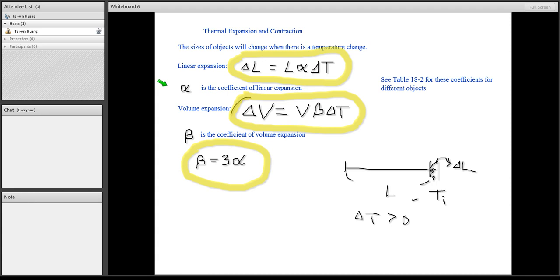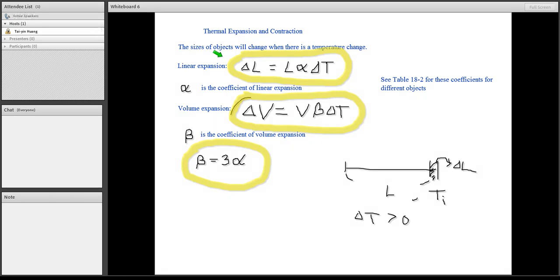So let's look at this picture. Say you have an object with the original length L, and the temperature is initially at T sub i. When you increase the temperature, so the final temperature is greater than the initial temperature, you find that your delta T is greater than 0. When delta T is greater than 0, when you plug into this equation, you'll find that your delta L is also greater than 0, because L times alpha times delta T is a positive quantity.